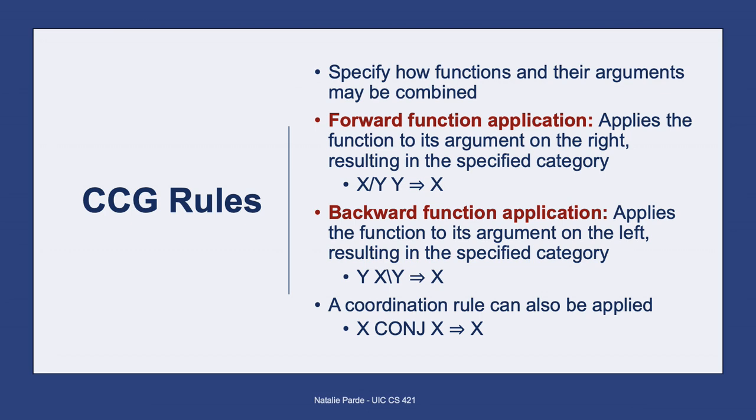The CCG rules then specify how these different functions and their arguments can be combined. There are two main rules that can be applied to functions: the forward function application and the backward function application. The forward function application applies the specified function to its argument on the right, resulting in the specified category. The backward function works very similarly, but it applies the specified function to its argument on the left, resulting in the specified category. Beyond those two functions, there's also a coordination rule that can be applied. This rule basically says that two categories of the same type can be conjoined to form a new single instance of the same type.